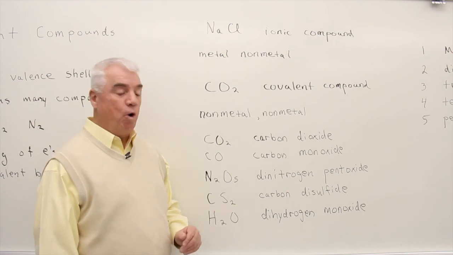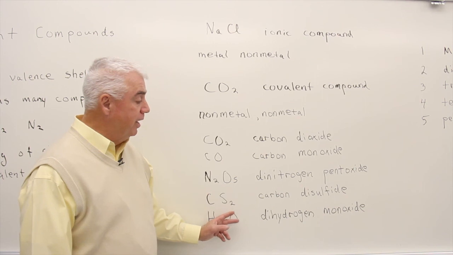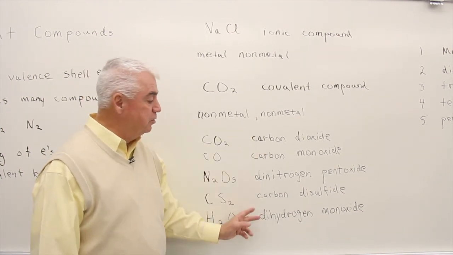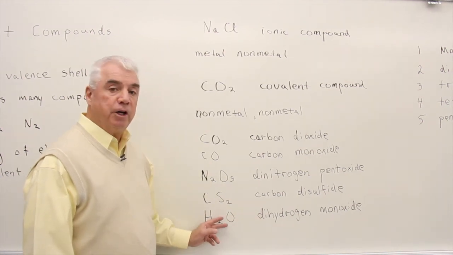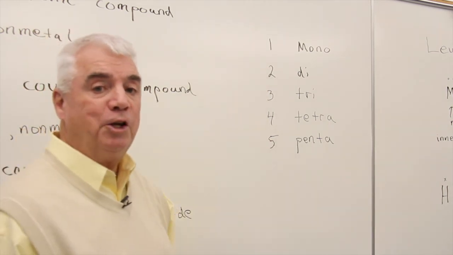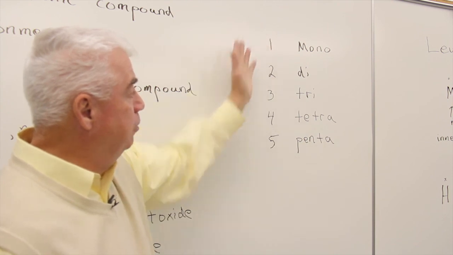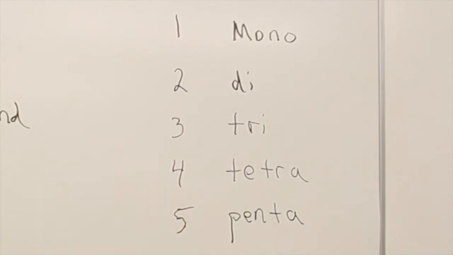Well, we know that's water, don't we? And we'd never call it anything else. But if we were to give it a more systematic name, using these rules for covalent compounds, we'd call it dihydrogen monoxide. Here are the prefixes that we'd like you to know so that you can name covalent compounds. First 5 would be sufficient: mono, di, tri, tetra, and penta.